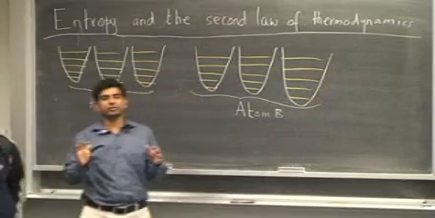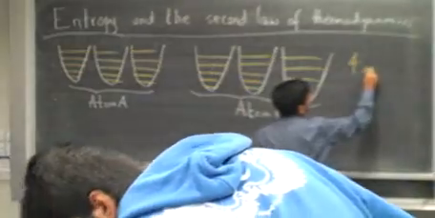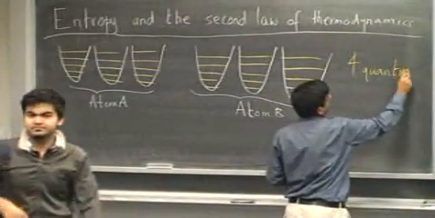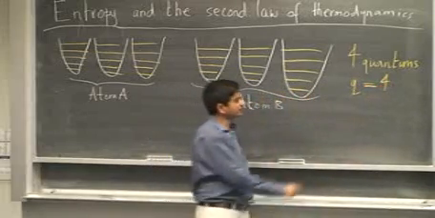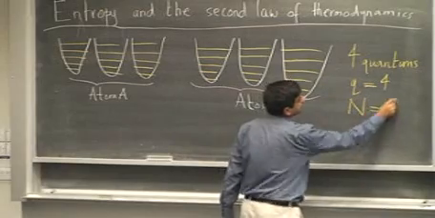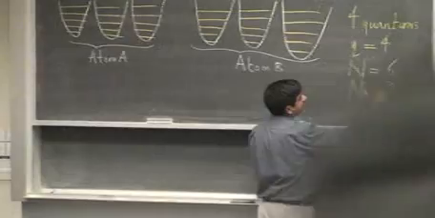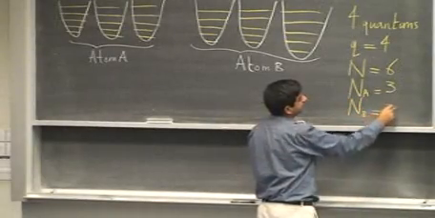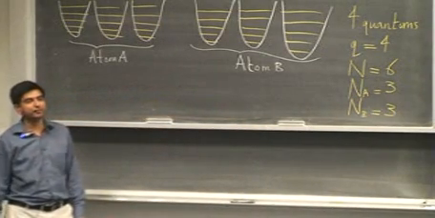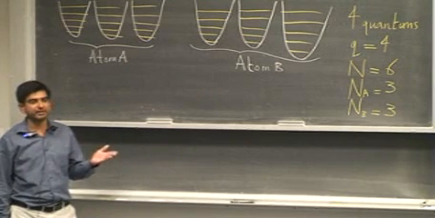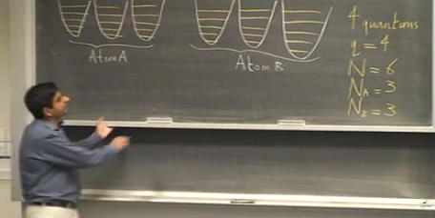And these two atoms are brought close to one another. And there is a total of 4 quantums of energy. Q is 4. The total number of oscillators is 6. The number of oscillators in A is 3. The number of oscillators in B is 3. And these 4 quantums have to be arranged within the 6 oscillators. So we started making a table as well.